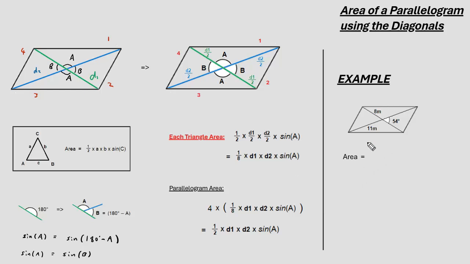So for our example here, to work out the area, we have a half multiplied by one diagonal, 8, multiplied by another diagonal, 11, multiplied by the sine of one of the angles which we are given, 54 degrees. And when we multiply this all out, we end up with a value of 35.6 meters squared to one decimal place for the area of this parallelogram.